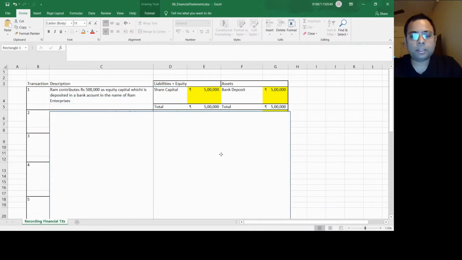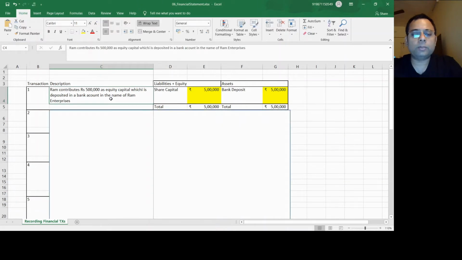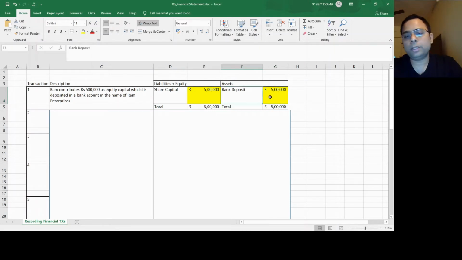So the first thing that happens is Mr. Ram contributes 5 lakh rupees as equity capital, in the name of Ram Enterprises. That's the name of the company being opened by Mr. Ram, and the money is deposited in a bank account. This is the way the transaction is recorded: bank deposit goes up by 5 lakh, which was zero initially, and share capital also goes to 5 lakh.